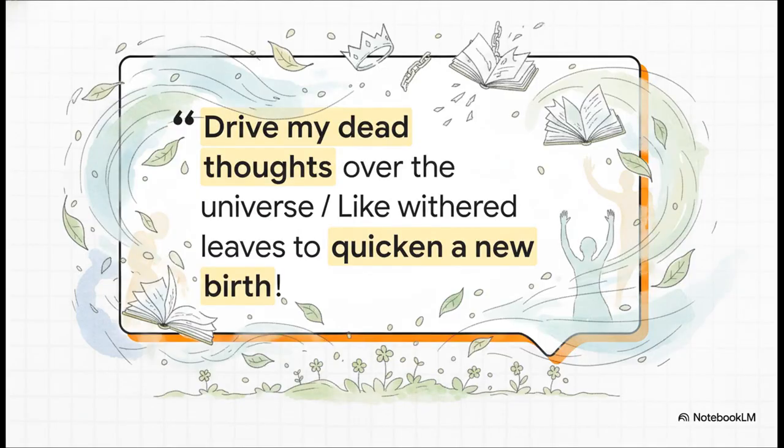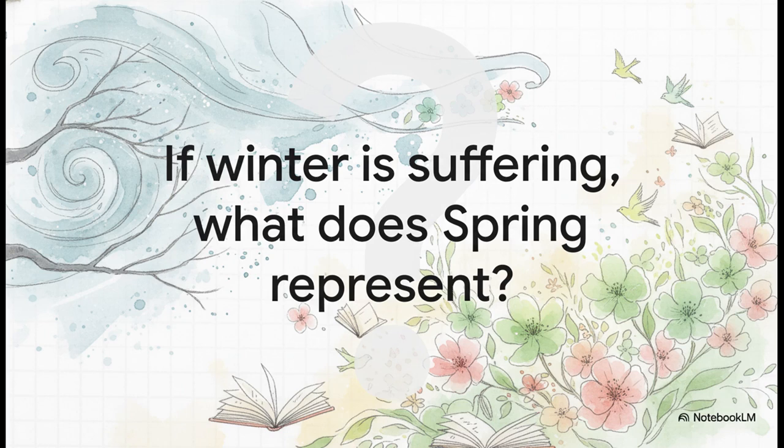And this is where it gets really personal. Shelley isn't just watching this happen from a distance. No way. He's literally begging the wind, take my revolutionary ideas, my dead thoughts, and scatter them all over the world. He wants his words to be like those seeds, to go out and hopefully spark a new birth of freedom and justice. The whole poem really is building towards this one massive idea.